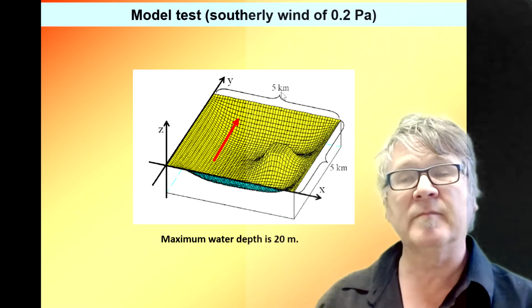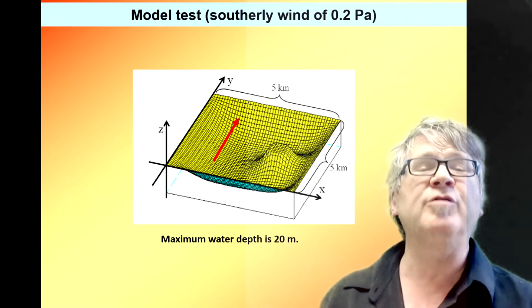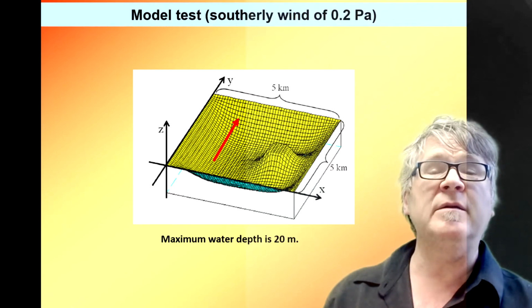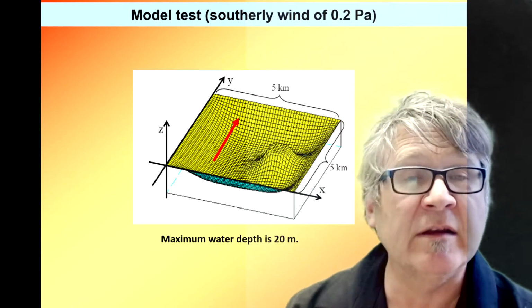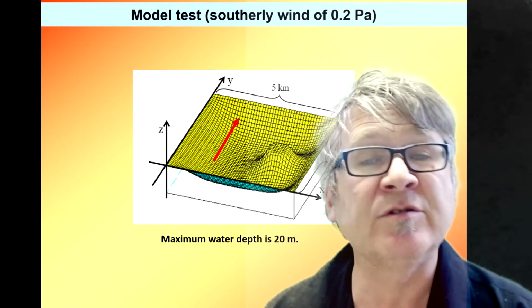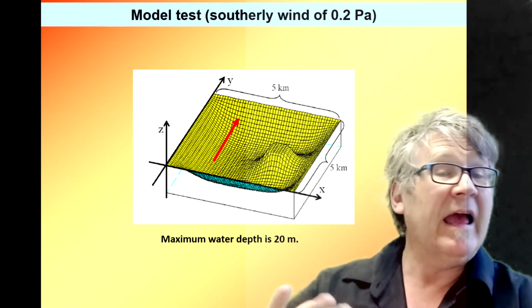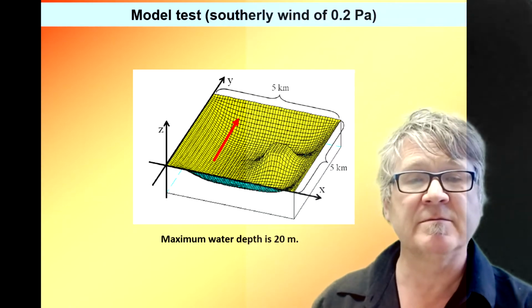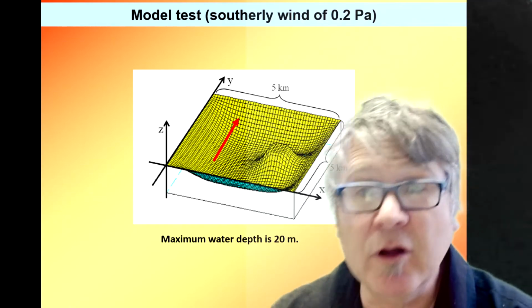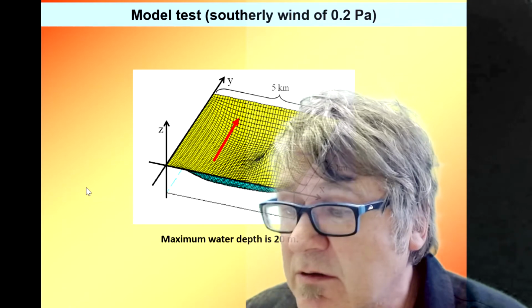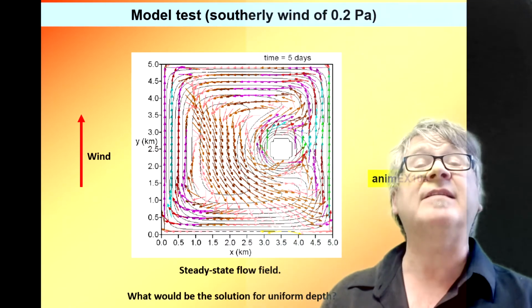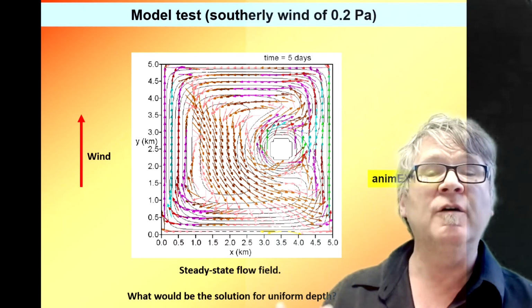Here's the test. Southerly wind of 0.2 Pascal. Higher model domain, and I told you before that it gradually increased to this level. Everywhere the same wind. Maximum water depth is. Okay, let's have a look. Eventually, how this looks. Okay, this is what you actually get at the end: a steady state flow field.